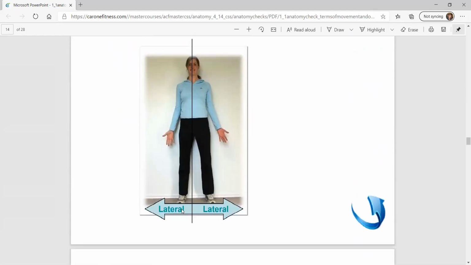So if you've ever performed an exercise like a lateral raise, for example, you'll have weights in your hands, and then you're going to raise your hands outward, and that would work your shoulder. So lateral is away from the middle. Medial towards the middle, lateral away.